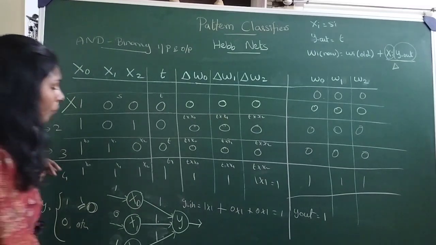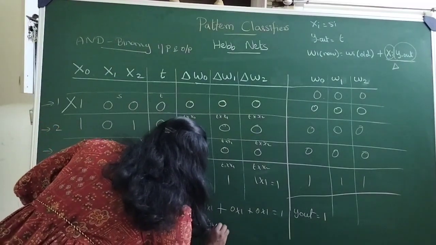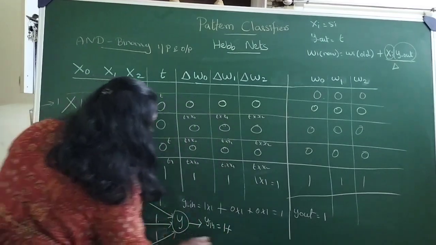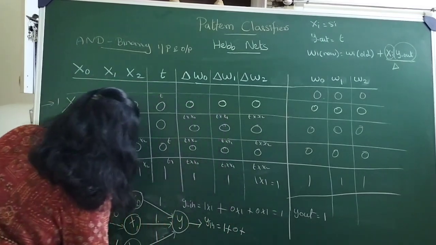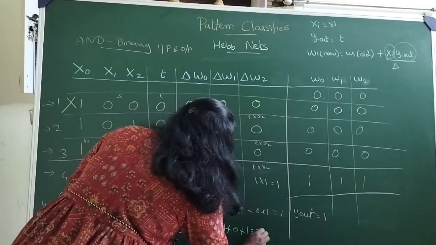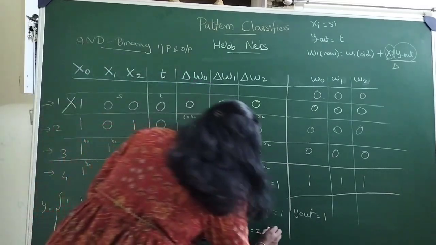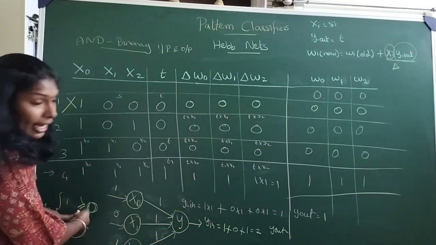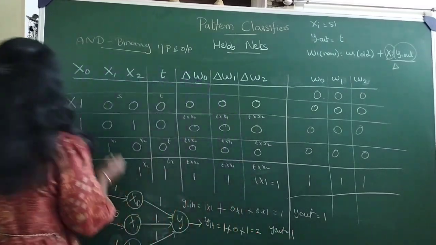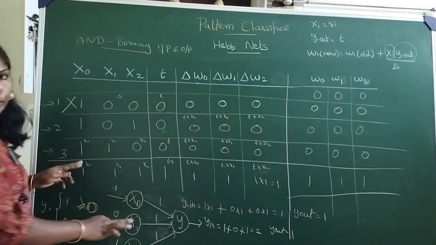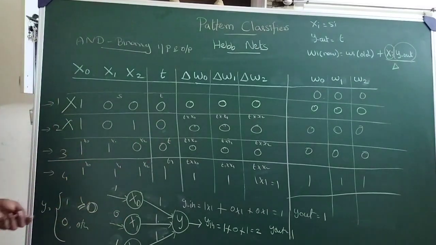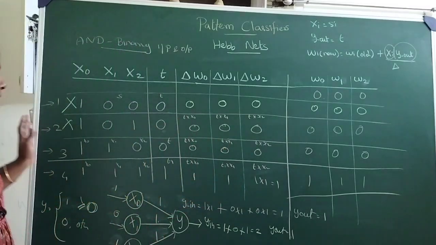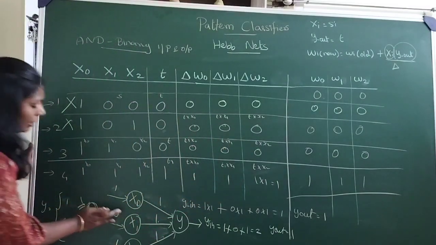And what will be your output here? Y for my second possibility is 1 into 1 is 1, plus 0 into 1 is 0, plus 1 into 1 is 1, equal to 2. Again my y out is greater than 0, right? My output will be 1. Again here my target needed is 0, but the output I got is 1. Not recognizing properly.